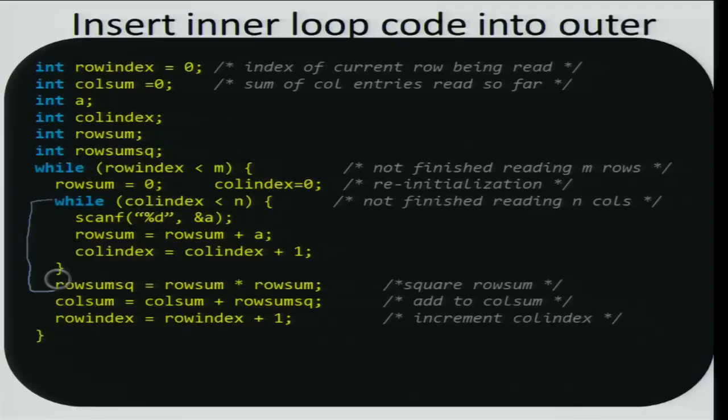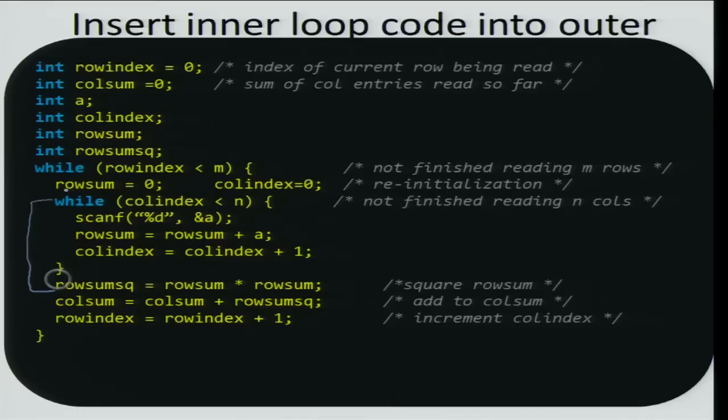Let us look at the code in slightly more detail. Okay. We have a row index, a column index, a column sum, a row sum, and a row sum squared. A is supposed to be the current number that we are reading. Suppose we know that the size of the matrix is m cross n. So row index can go from 0 to m minus 1. So the termination condition of this while loop is row index equal to m. Okay.